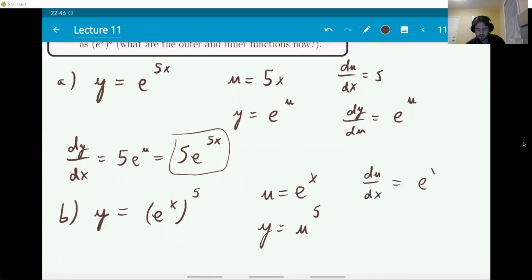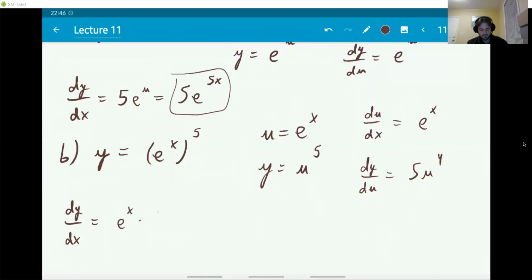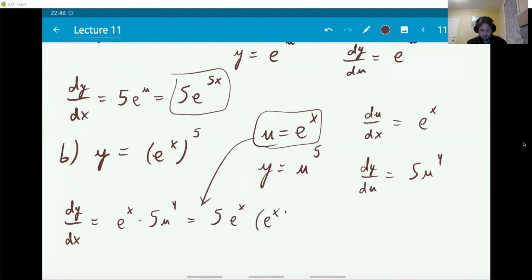du dx now is e to the x. For dy du, you need the power rule. The derivative of u to the 5th is 5u to the 4th. Now put those two together to find dy dx. You're going to get e to the x times 5u to the 4th. Instead of u, I'm going to write 5 e to the x, to the 4th.